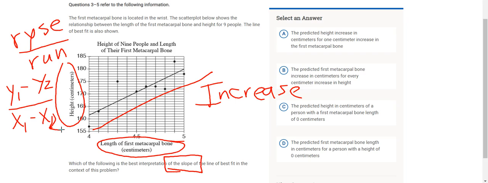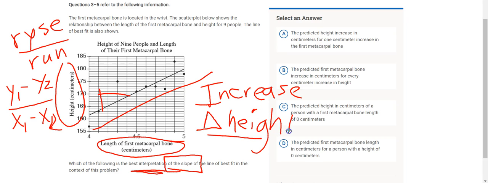They're asking me to interpret the slope, right? They want the best interpretation. So it's an increase. So it's the height that's increasing, right? Per, whenever you say that, so that's change in the height. Sometimes we use delta, that's more of a physics type thing, or chemistry. But change in the height per centimeter, right? Per, we usually look for that, per centimeter of, obviously, the first metacarpal bone.